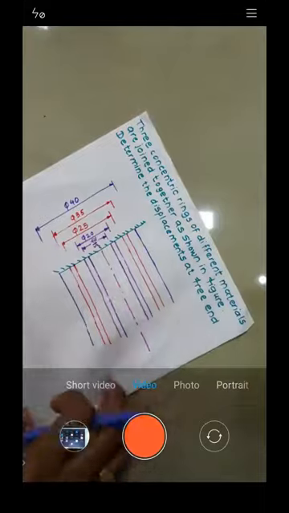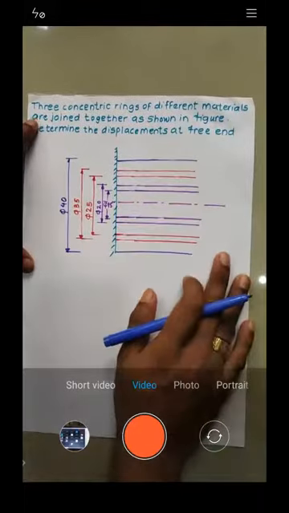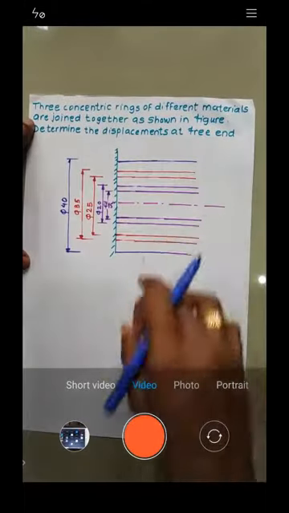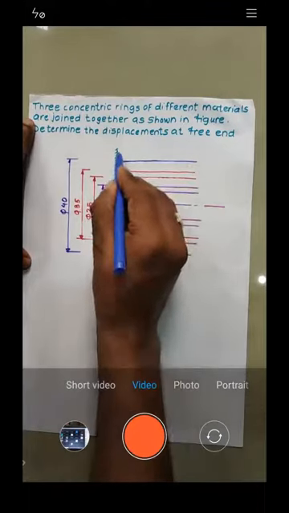If I simply post the problem, or just show you the image of the question, it is difficult to understand. That is the reason why I'm drawing this diagram. So this is the outer ring, with inner diameter phi is equal to 40, and outer diameter.